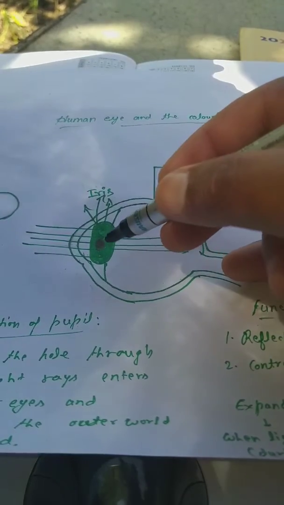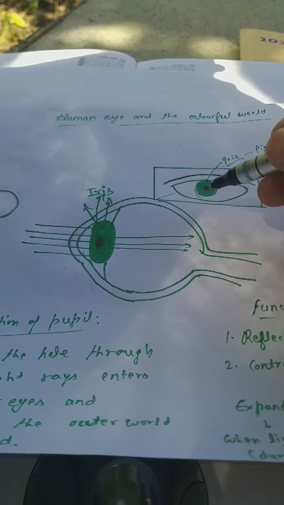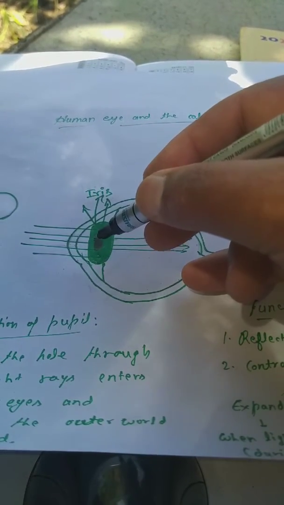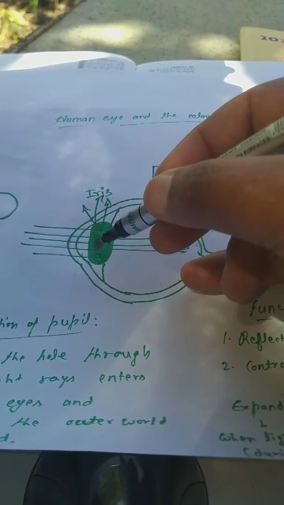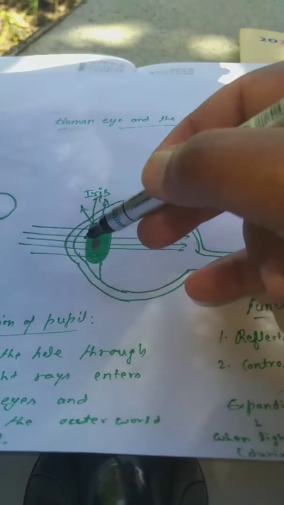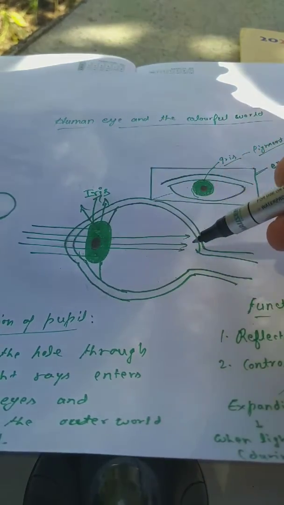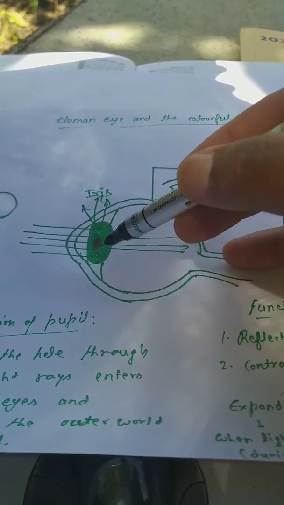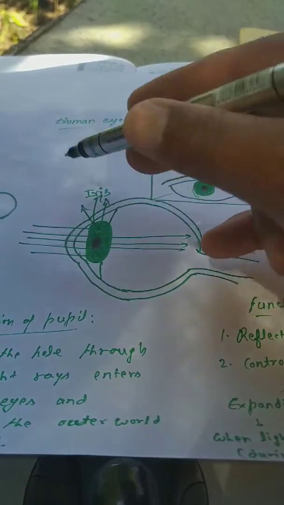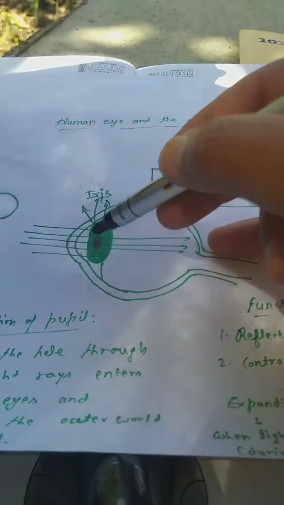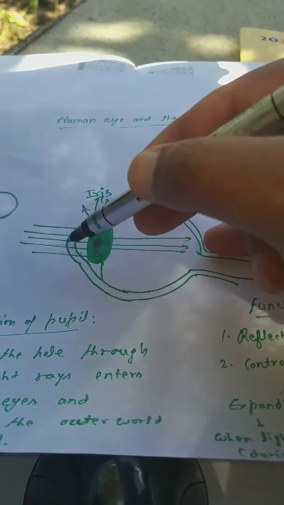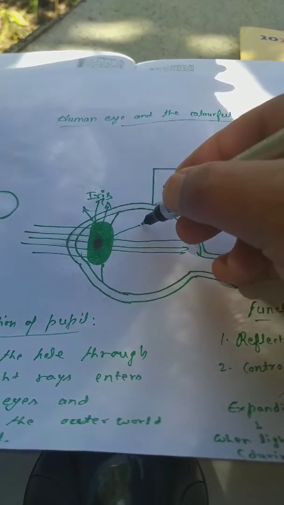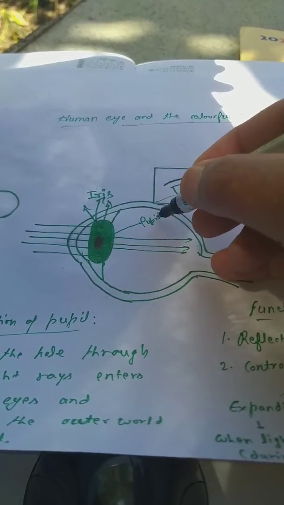Now you can see a black spot here, in between. What is this spot? This is basically a hole. Through this hole the light rays are entering inside. The other part is known as the iris, and this part reflects the light outside. Through this hole the light rays are entering inside, and this hole is known as the pupil.